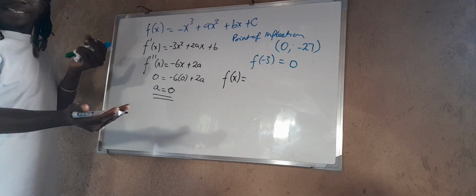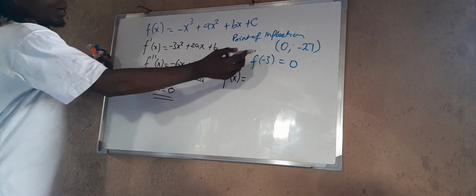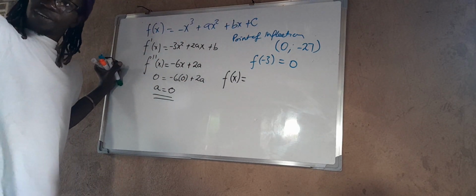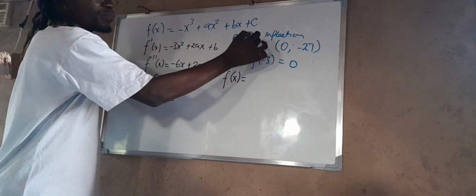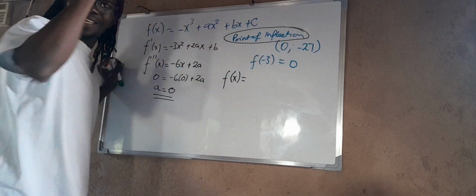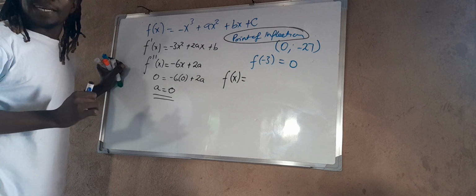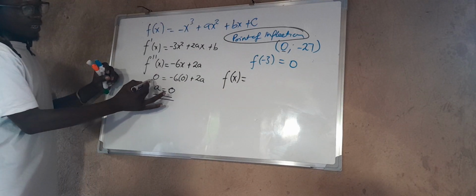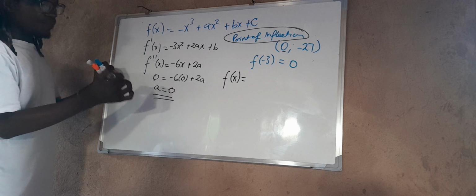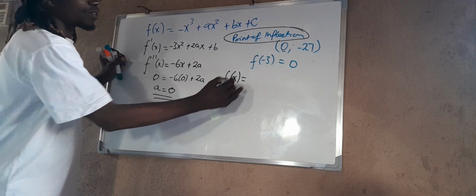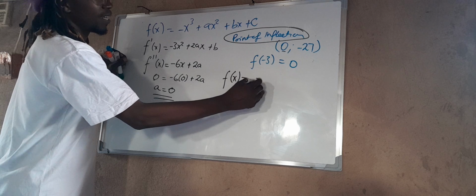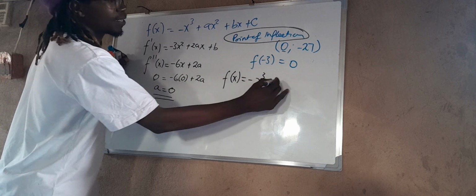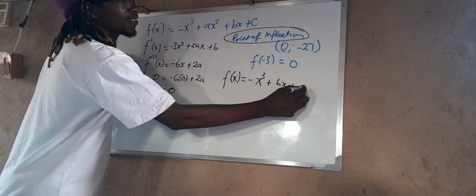Because the gradient is 0 at the point of inflection. Don't forget that. At a point of inflection, your gradient is 0. So when our x is 0, our gradient is 0. So this becomes negative x cubed plus bx plus c, right?